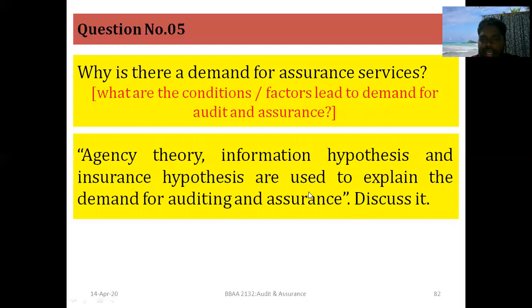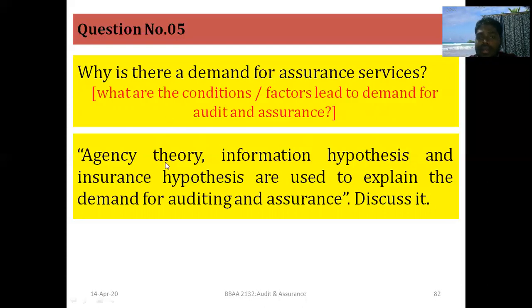If the examiner asks for theory, definitely you can explain the answer in the theoretical way. But if the examiner clearly gives a clue, no worries. For the first question, why is there a demand for assurance service, or what are the conditions or factors that lead to the demand for assurance service, then you can say that four conditions are there. The first one is conflict of interest, the second is consequences, the third is complexity, and the fourth is remoteness. So very briefly you can explain each and every condition. That's all. Don't confuse.